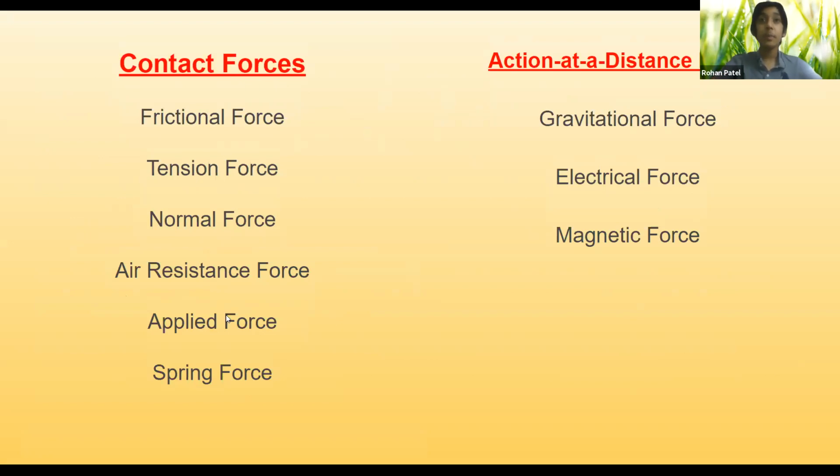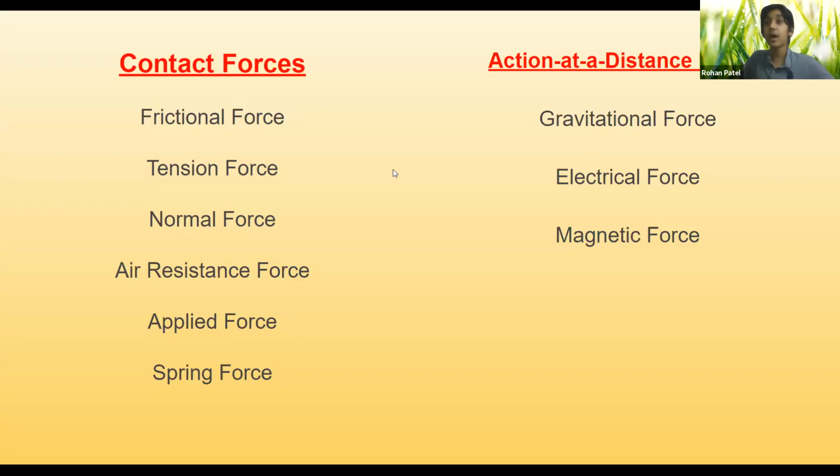Now, I think just by listening to what type of force it is, you can easily sort it. Frictional force, so that's friction, and friction is when something is accelerating, to slow it down, you use friction, and that is a contact force as it is coming in contact. Tension, also coming in contact. Normal is a contact force. Air resistance force, it's resisting by air, which is also in contact. Applied force, there is contact as something is applied. And spring force, something springs up or bounces, which is also a contact force.